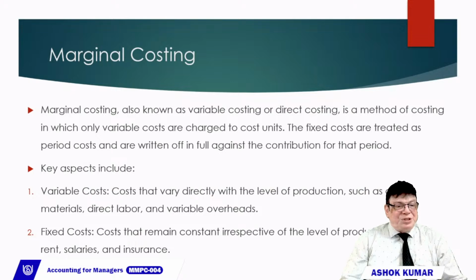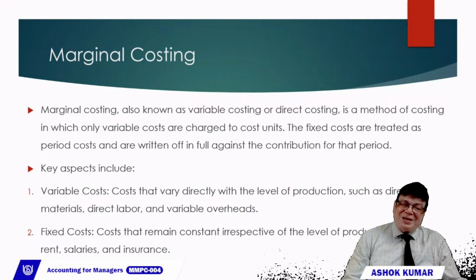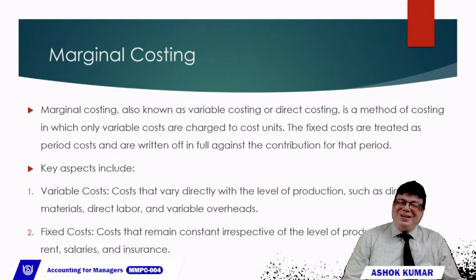Now, key aspects are variable costs that vary directly with the level of production, such as direct material, direct labor, and variable overheads. It is directly proportional to these expenses: the more the production, the more the cost. Then fixed costs remain constant irrespective of the level of production, such as rent, salaries, and insurance. So if we have increased the production, the units produced are more compared to last year, our fixed cost will remain the same.